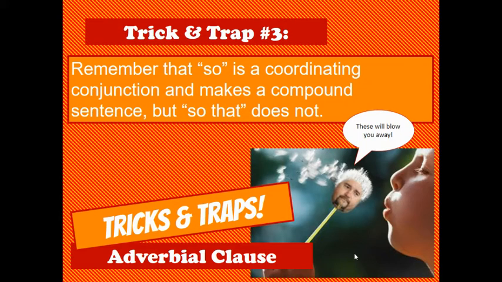Third trap. Remember that the word so is a coordinating conjunction. Remember, it's one of our FANBOYS, but words like so that is a subordinating conjunction. And so that doesn't make a compound sentence, but the word so does. That can be tricky. So let me show you.